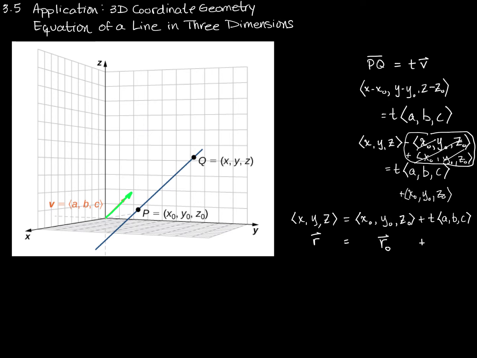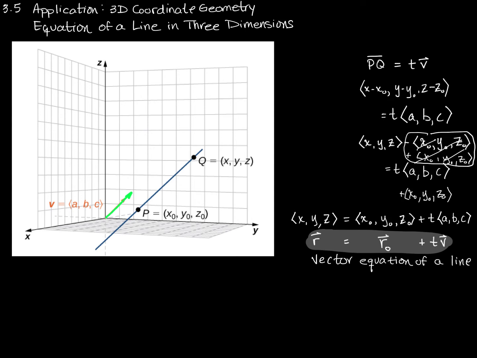And then I have plus t times, and you'll probably recall that this was originally vector v. I didn't really need to rename it here, but because I was working with components throughout the rest of this problem, I changed this v into a, b, c just for consistency. What we have here is called the vector equation of a line.